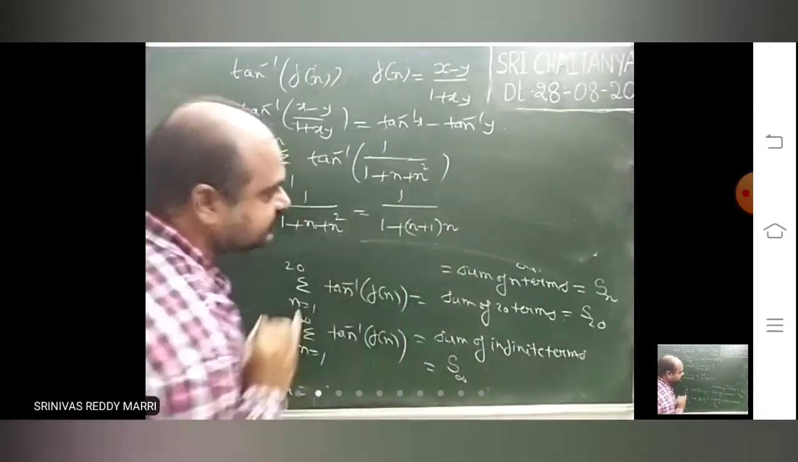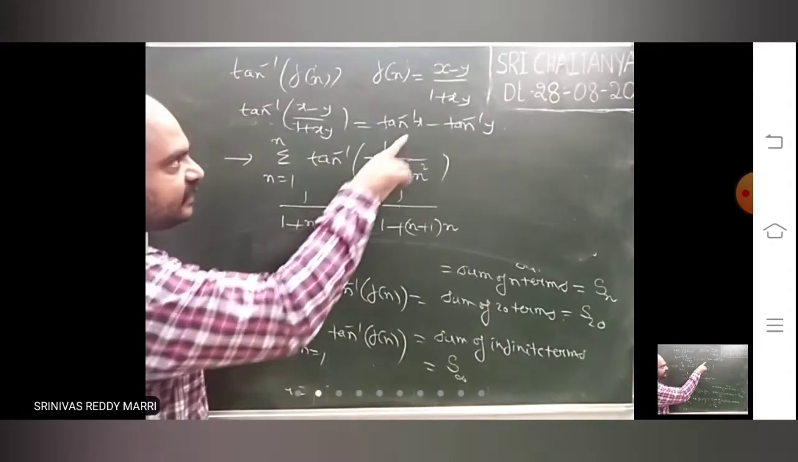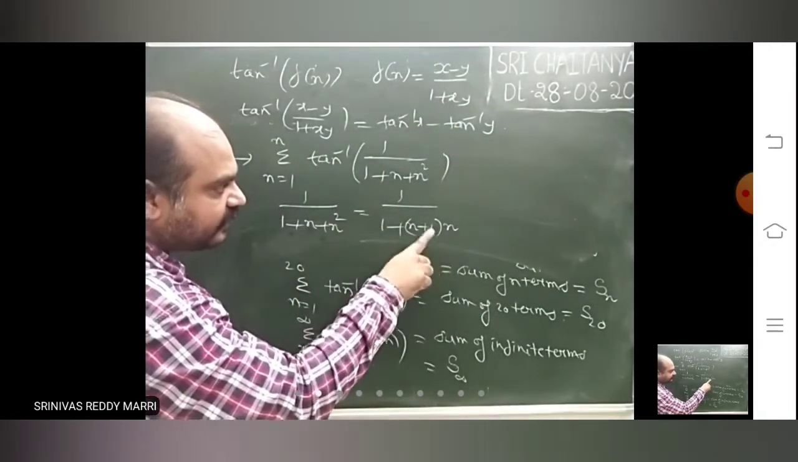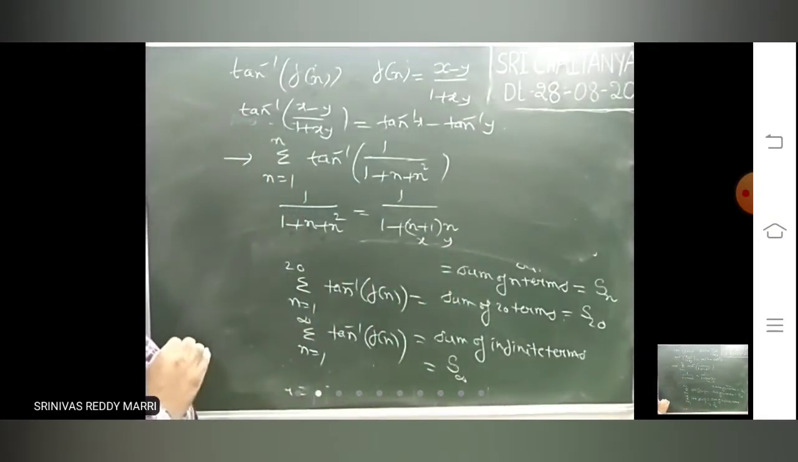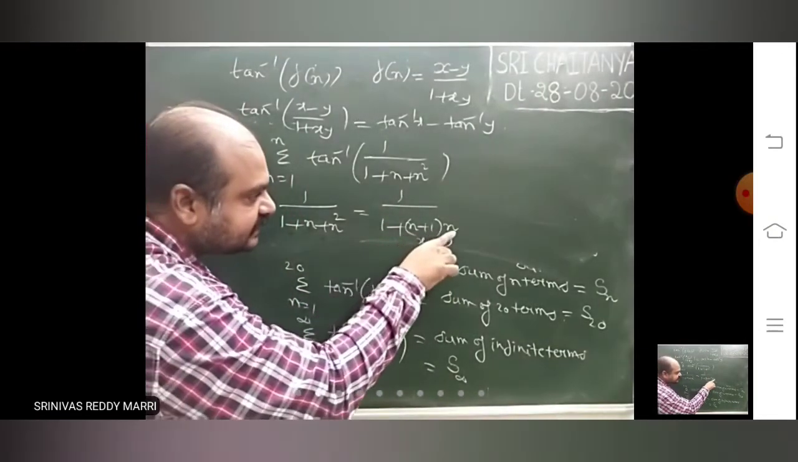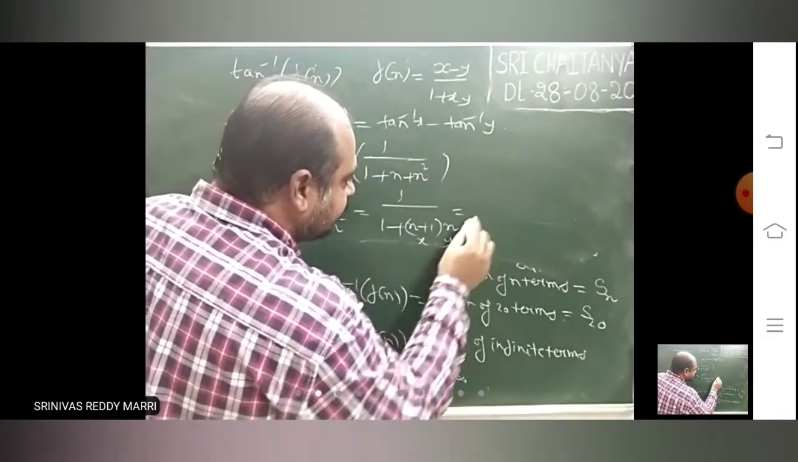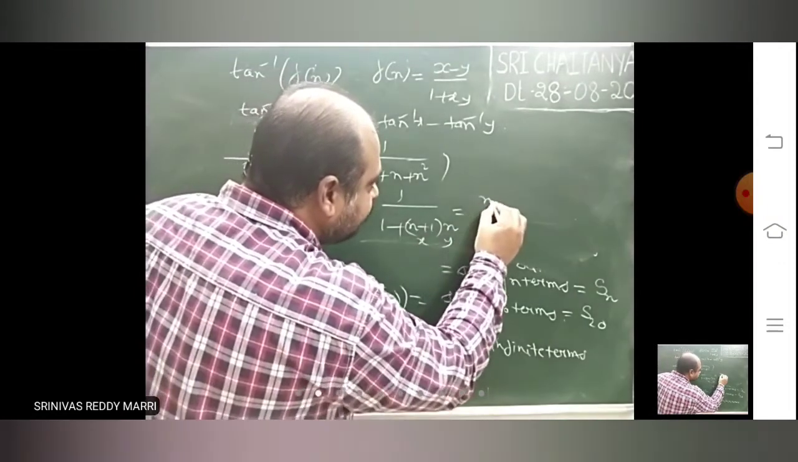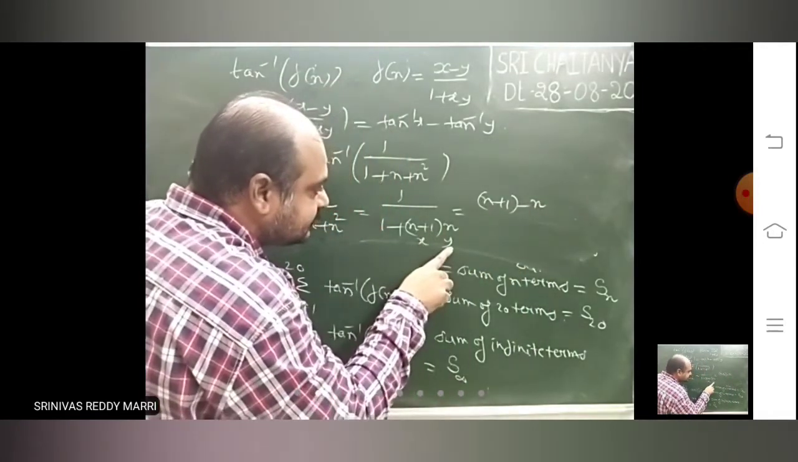n I am taking common. This is nothing but 1 plus n plus 1 into n. First bring it to the form 1 plus x into y, which I have done. Now if you look here, 1 is there, this is x, this is y. Now 1 can be written as x minus y. Similarly, the 1 in the numerator you write as n plus 1 minus n. This is x, this is y.